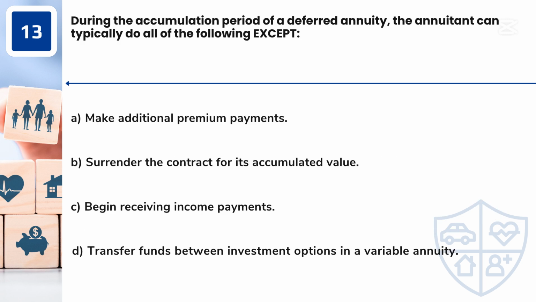Question 13. During the accumulation period of a deferred annuity, the annuitant can typically do all of the following except: A. Make additional premium payments. B. Surrender the contract for its accumulated value. C. Begin receiving income payments. D. Transfer funds between investment options in a variable annuity.